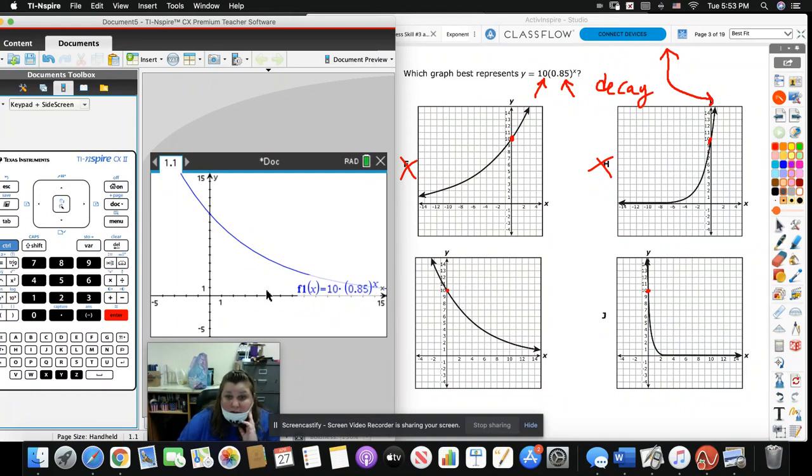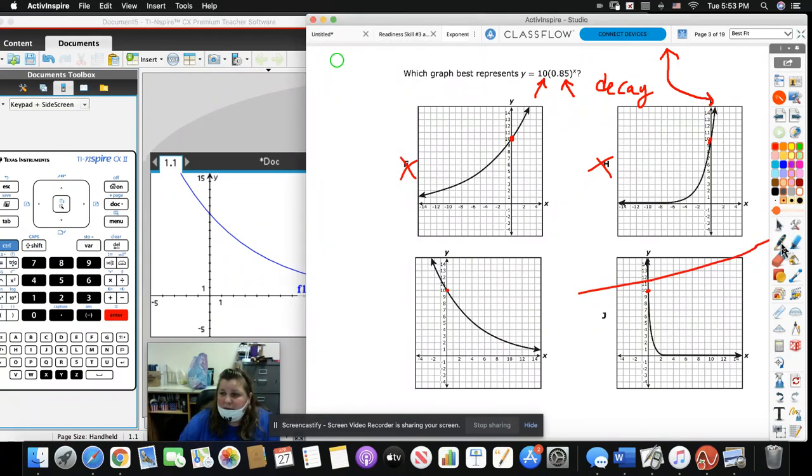And whoa, that looks just like that one. It does not look like this one. It looks just like this one. And so there's the answer you should have chosen. Which is FG. All right.